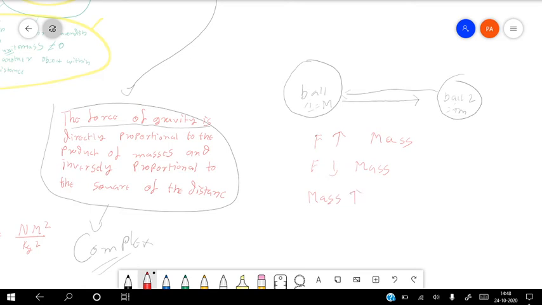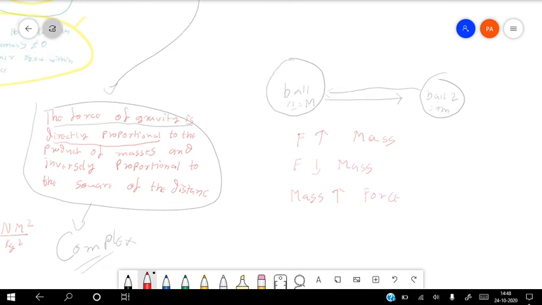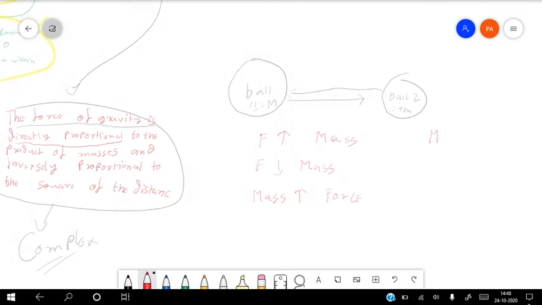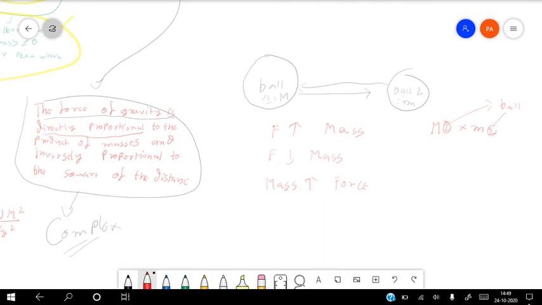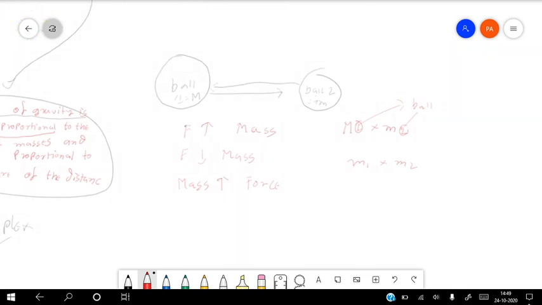If the product of the masses increases, the force increases. That's what it means. It is directly proportional to the product of the masses. By product I mean m1 into m2. Now this 1 and 2 is just to tell that it is ball 1 and ball 2. So m1 into m2 is directly proportional.